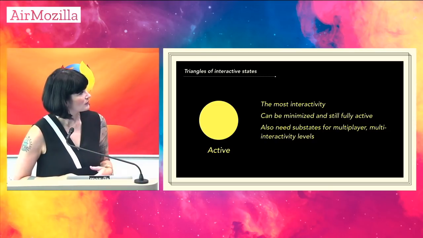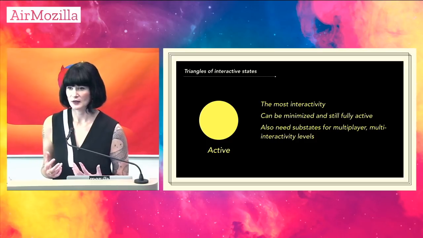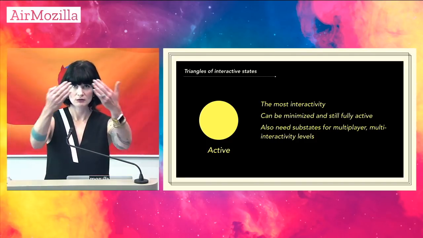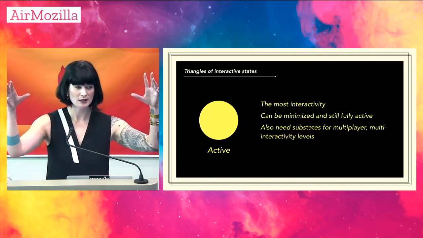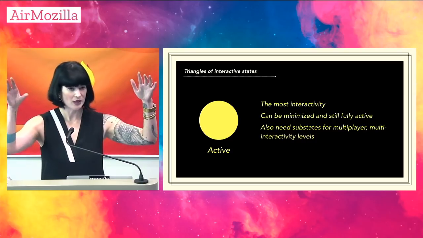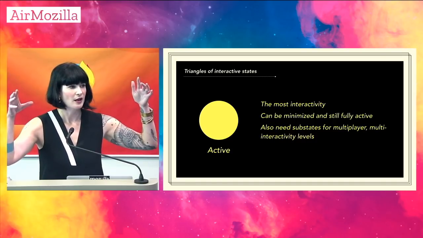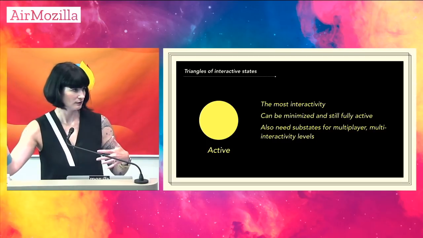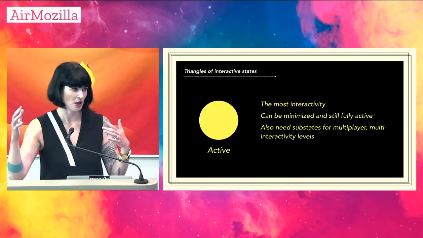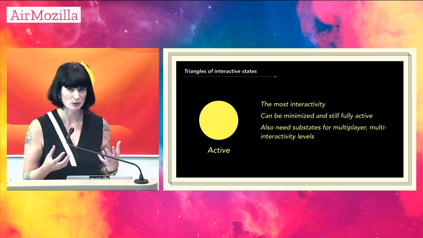It will also need substates for multiplayer and multi-interactivity levels. So again, we're sitting there watching HBO. We're facing the same direction. Both of our apps are pinned to the same location, but I'm browsing and you're watching, right? So different states of the same app at the same time that's being shared concurrently with multiple users.